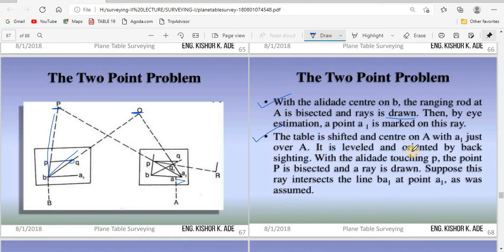Now it has been leveled and oriented by bisecting, with the alidade touching point P. This point P is bisected and the ray has been drawn. Now you keep your alidade at this point, bisect the ranging rod at P, and again draw a ray which is coming towards point A1. Suppose these rays intersect line BA1 at point A1, as assumed.